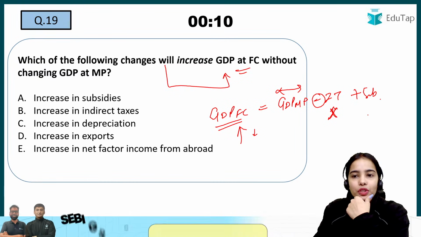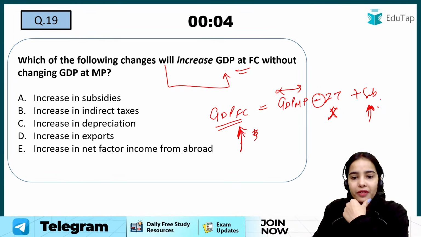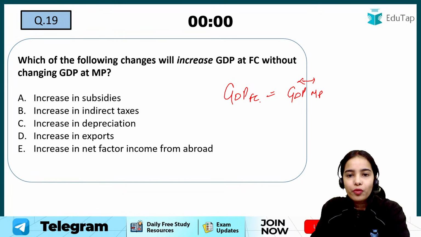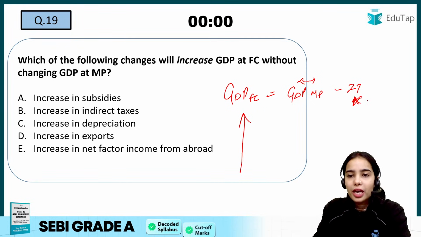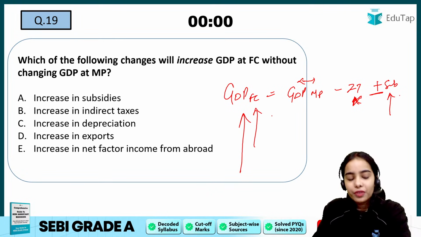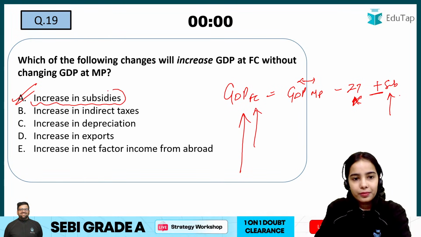Subsidies are added. So if subsidies increase, can we say that GDP at FC will increase? Basically, without changing the GDP at MP, we want to increase the GDP at FC. If indirect taxes are increased, GDP at FC will decrease. So this should not happen. If subsidies are increased, it is added. So GDP at FC will increase. So yes, increase in subsidies should be the answer.